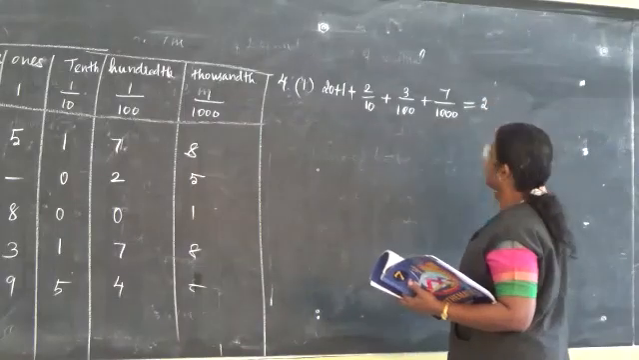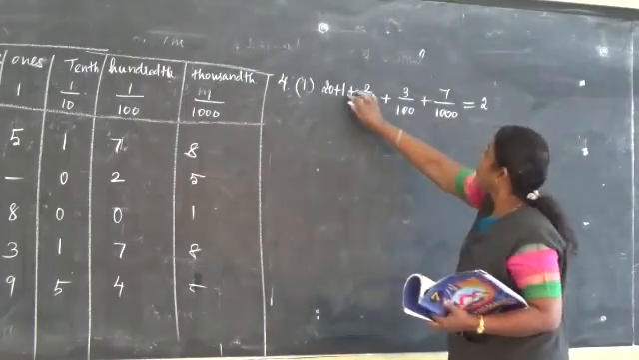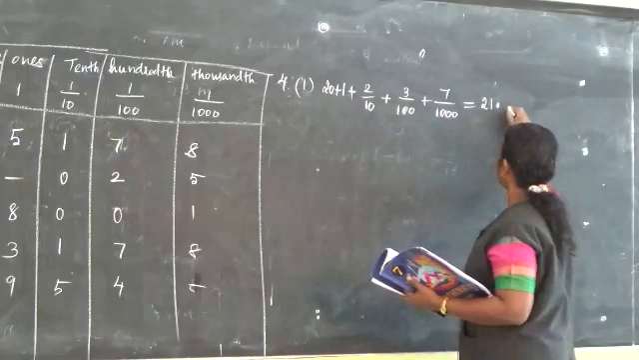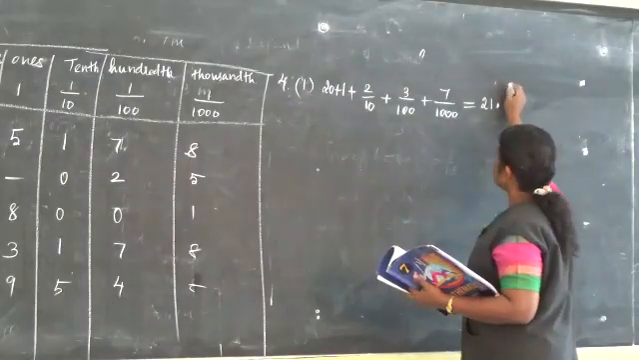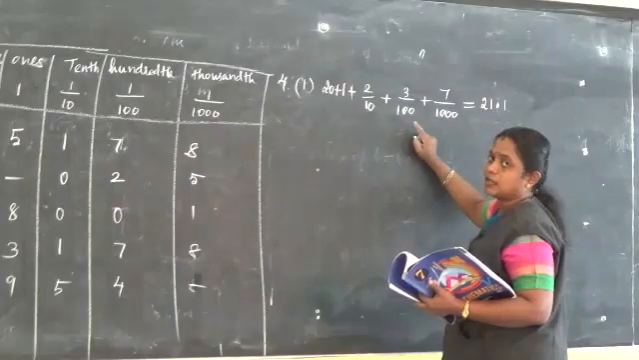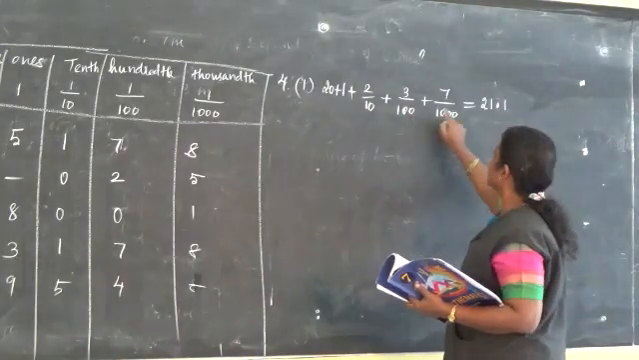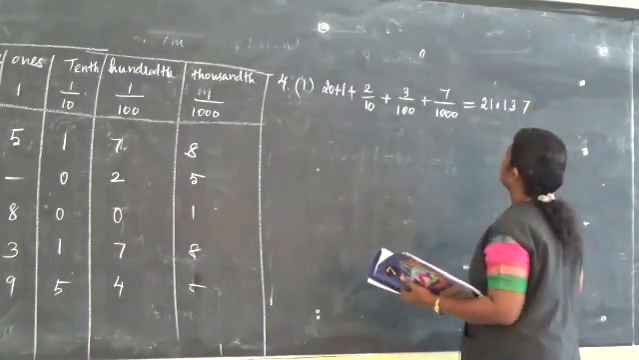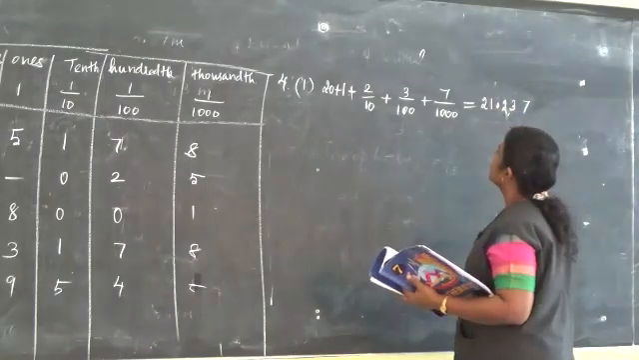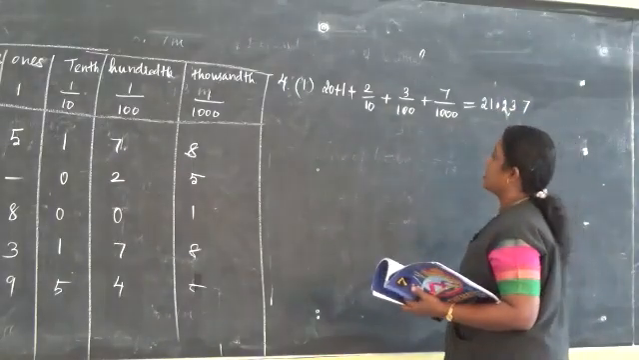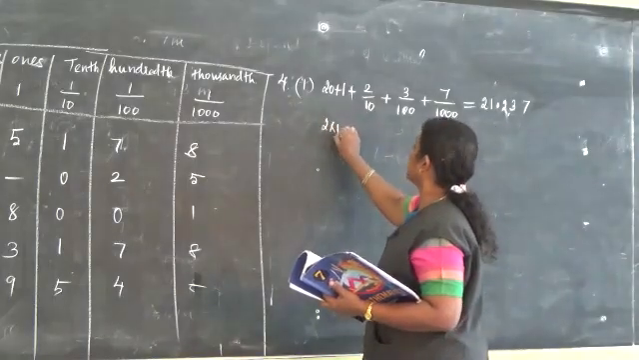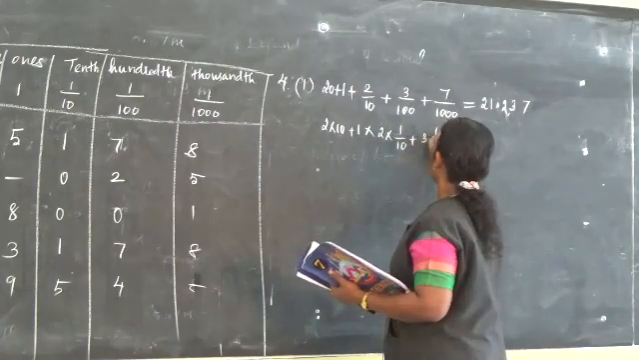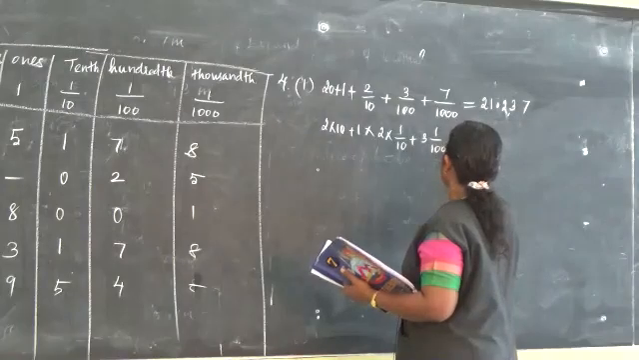20, so I write it in the tens place. How many ones are there? 1. Keep the decimal point. 2 by 10, how to write? 1 tens. 3 by 100 means 3 hundreds. Here 7 thousands. So 1, 3, 7. 21.237, or else we can write 2 into 10, 1 plus 2 into 1 by 10 plus 3 into 1 by 100 plus 7 by 1000.